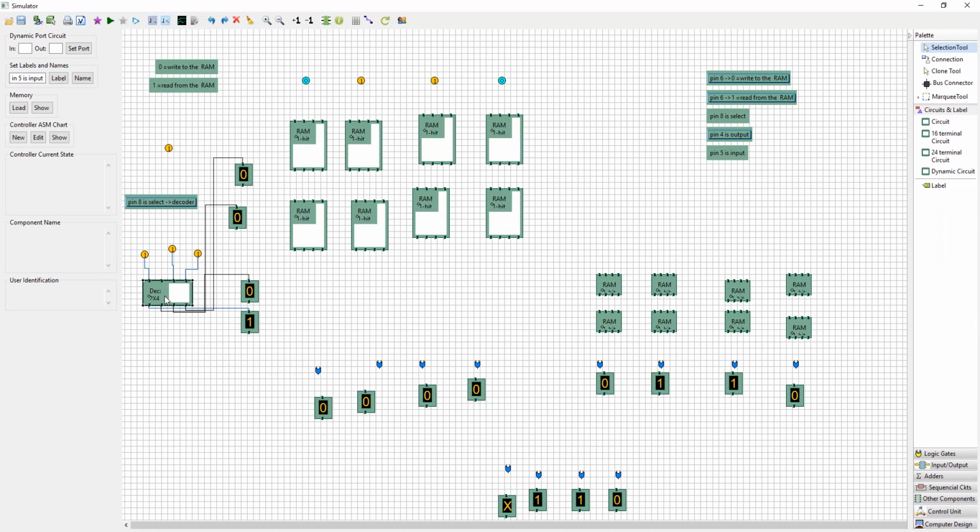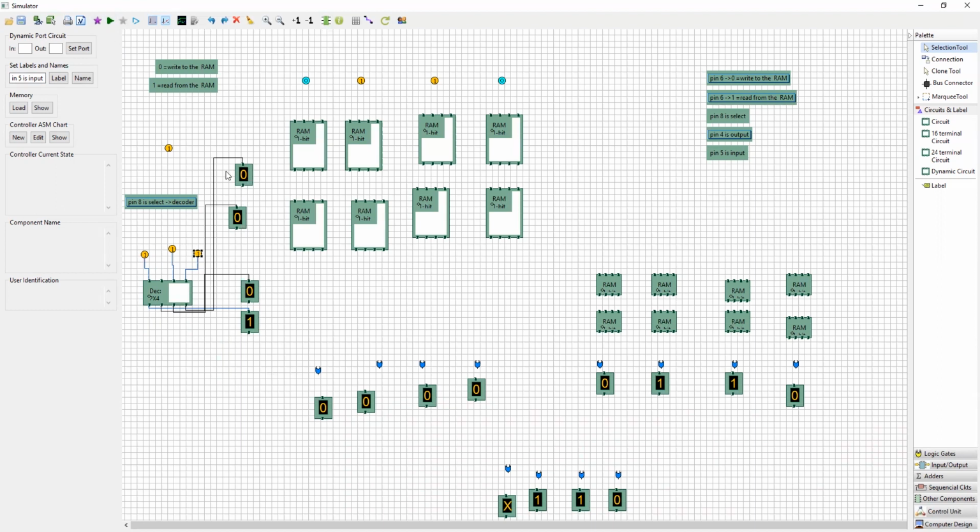We all know the decoder normally has 2 select lines. This is a 4 output decoder and 1 enable. You have to keep the enable high. The decoder will work in such a way that if you keep 0 0, then the first output will get high. If you keep 0 1, then the second output. It's very simple. If you keep 1 0, then the third output, and if you keep 1 1, then the fourth output.